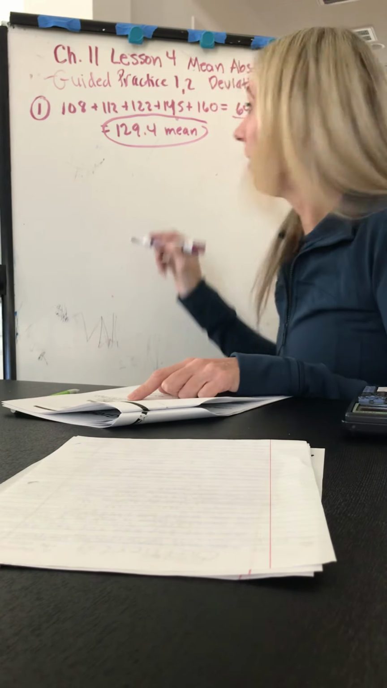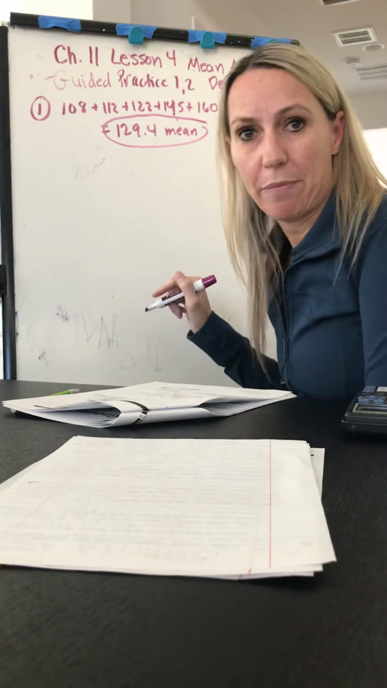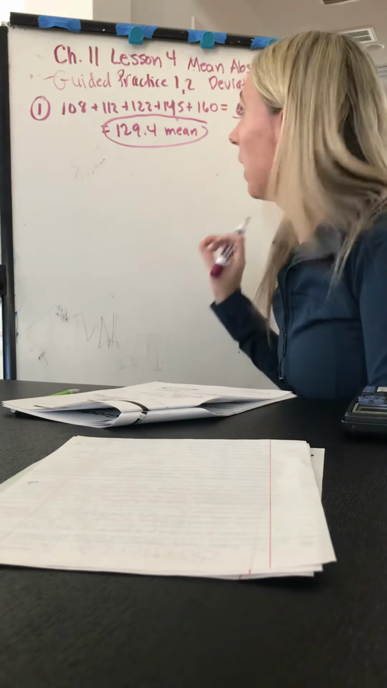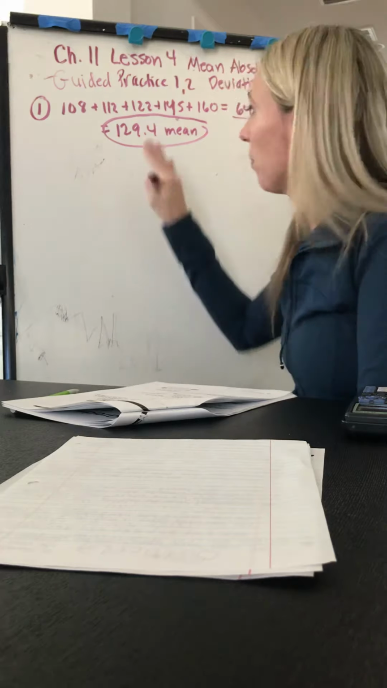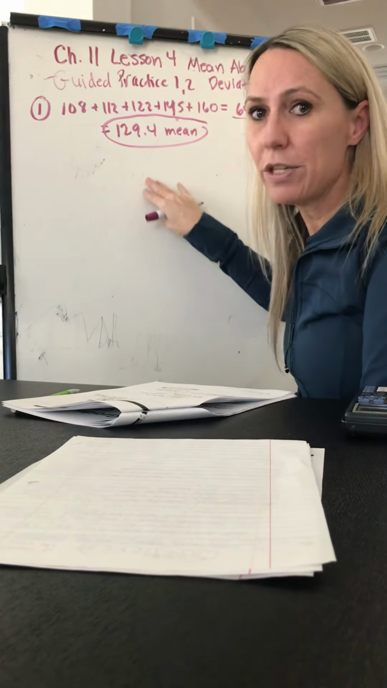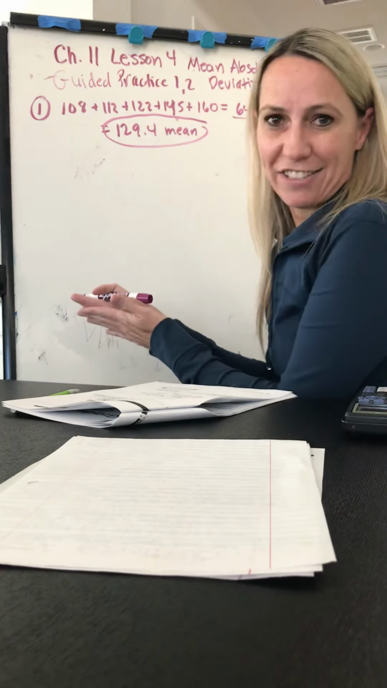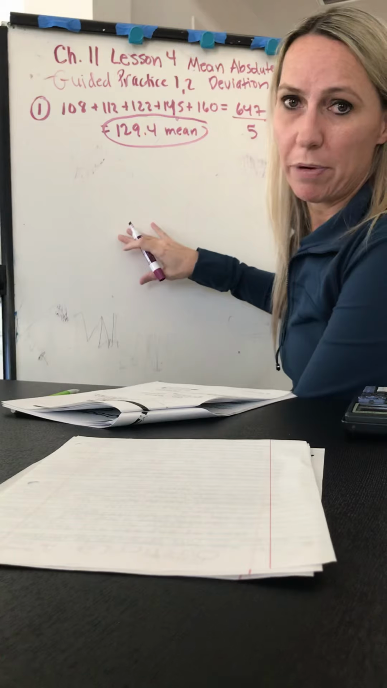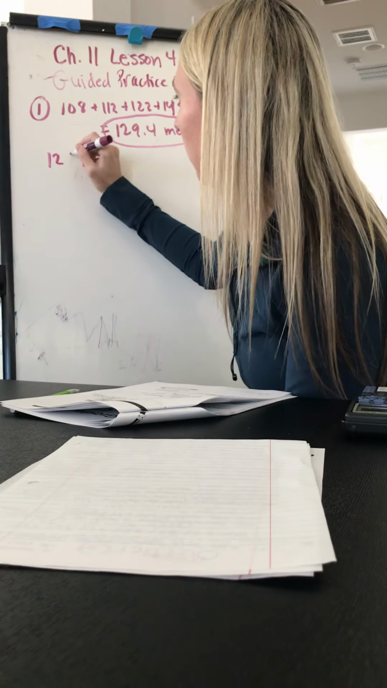Okay? Then we have to find out how far each of these numbers deviate from that. So we're going to do subtraction problems. And the reason the word absolute is in here is because you have to take the absolute value of all of them. So when you subtract, only use the positive version. Otherwise, they'll just cancel each other out and you'll get 0. So make sure that you use only the positive version.